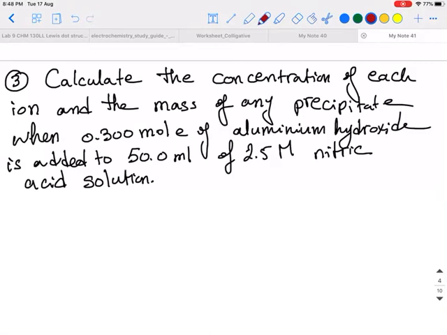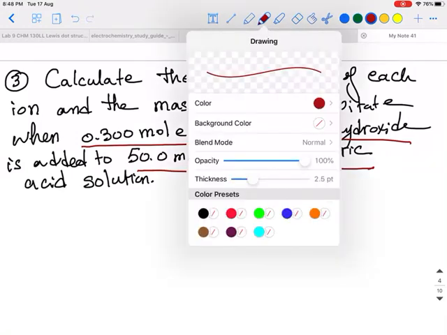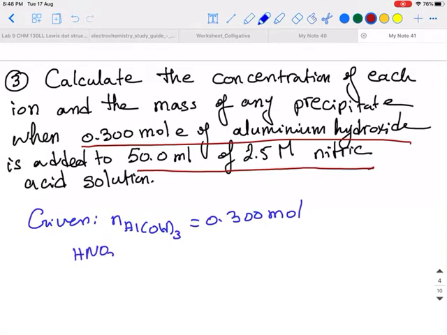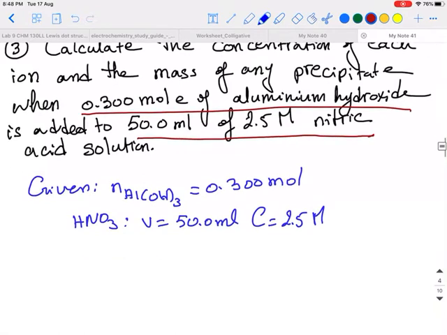Number 3, calculate the concentration of each ion and the mass of any precipitate when 0.3 mole of aluminium hydroxide is added to 50 mL of 2.5 molar nitric acid. So I will start by writing the given. So we have given number of mole for aluminium hydroxide is 0.3, up to 3 significant figures here. And for nitric acid given to us the volume, which is 50 milliliter, and the concentration, which is 2.5 molar.